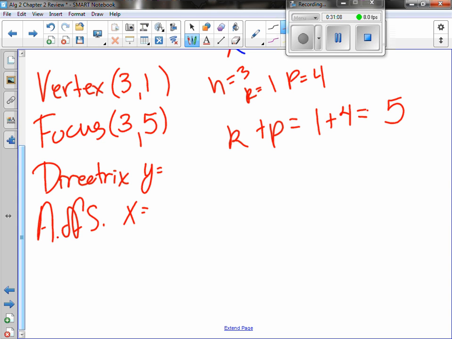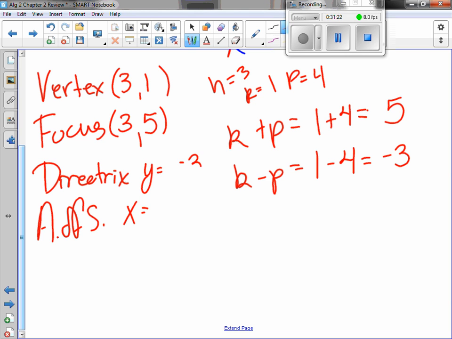Questions on how we're getting this here? Any questions on any of this here? We good with this here? Now the directrix is k minus p. Well, k is 1, so we'd have 1 minus 4, which is negative 3. And axis of symmetry is x is equal to h, so it'd be x is equal to 3.